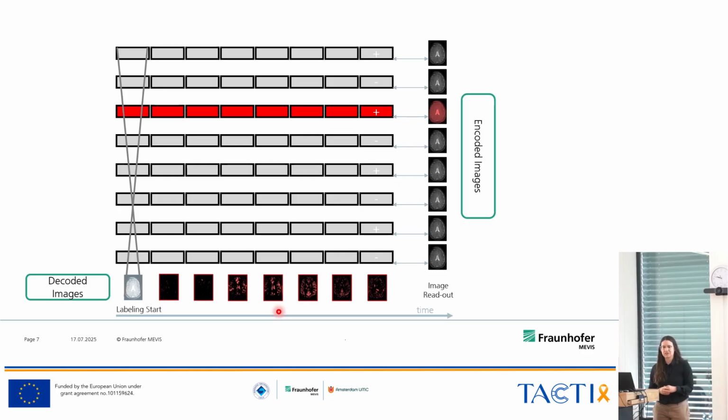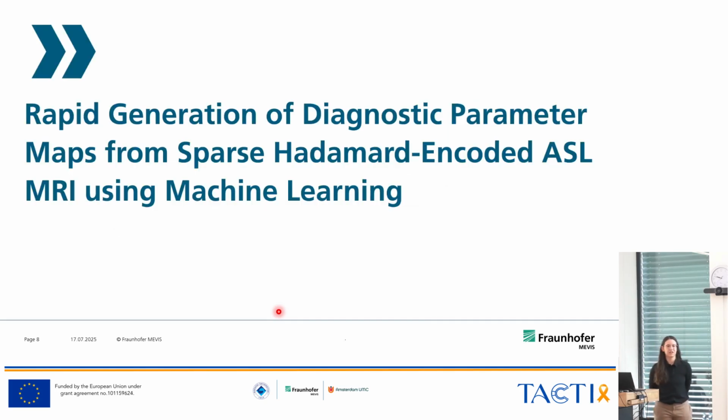And furthermore, this quantification process with standard tools takes quite long. You need 30 to 40 minutes to get from your perfusion signal to the CBF and ATT maps. So we thought what is needed is a rapid generation of these diagnostic parameter maps from sparse Hadamard-encoded ASL, meaning leaving out some of the encoding images, but still getting full reliable parameter maps. And I tried this using machine learning.